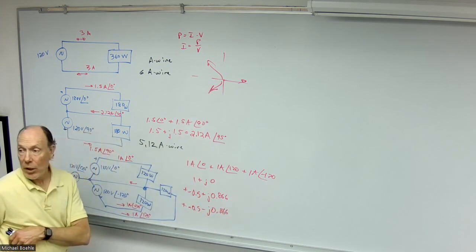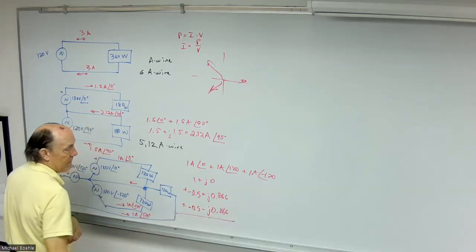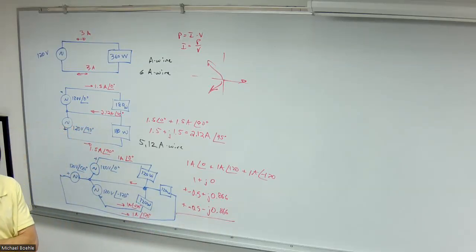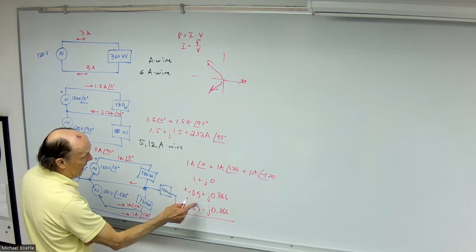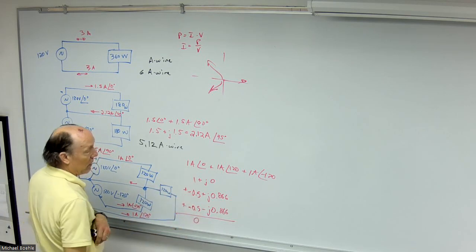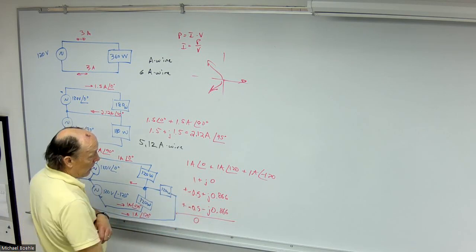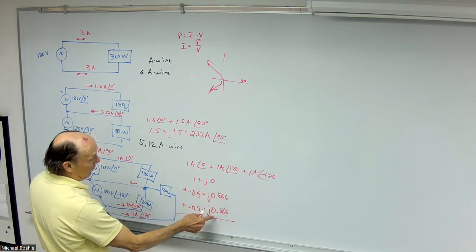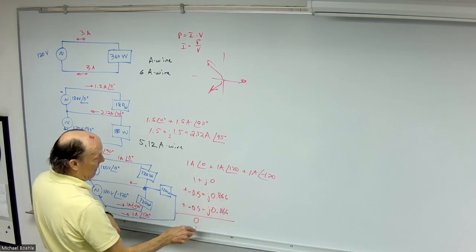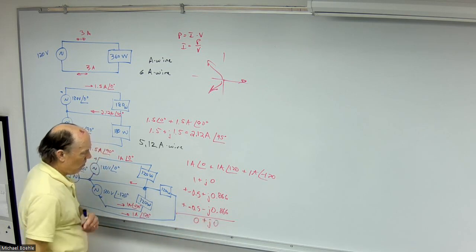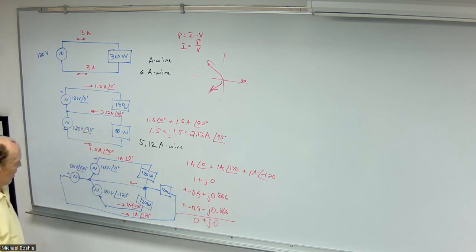All right. What does all this add up to? Negative 1 minus a half minus a half. Negative 1 plus 0j. Okay. j0.866 plus a negative j0.866, same magnitude. Oh, 0.